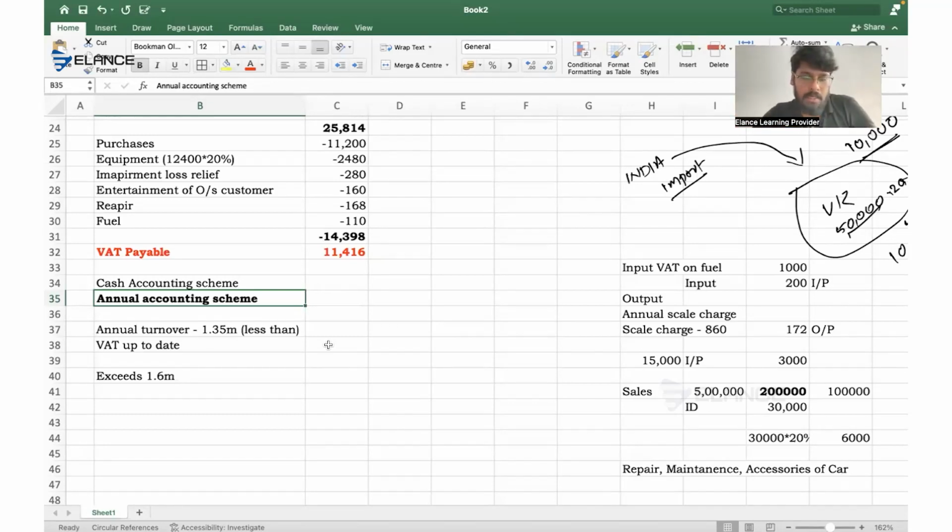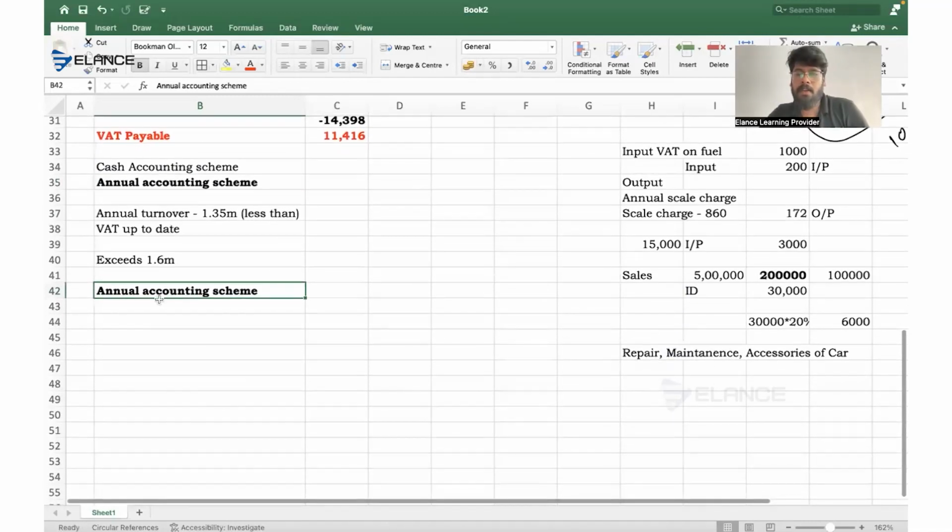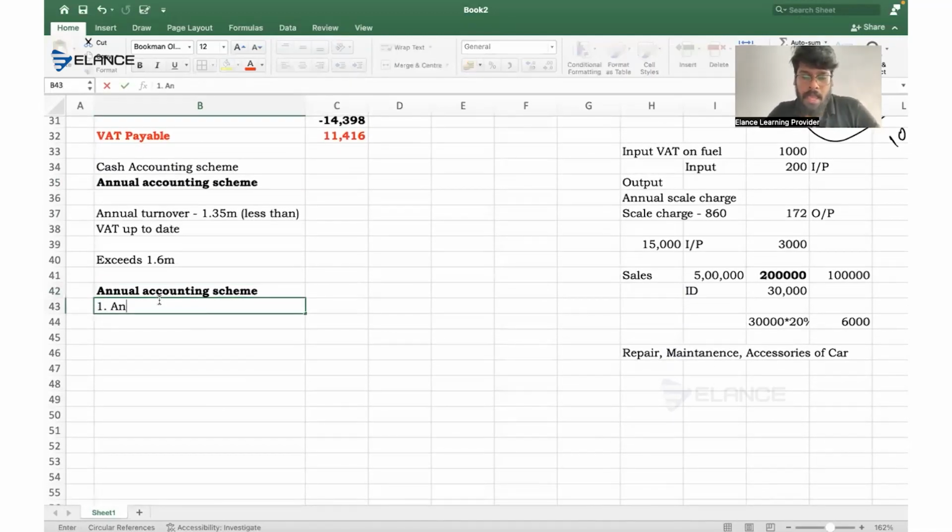The speciality of the annual accounting scheme is a single annual computation of VAT. They only need to find the VAT once a year, and only a single return is needed in a year.